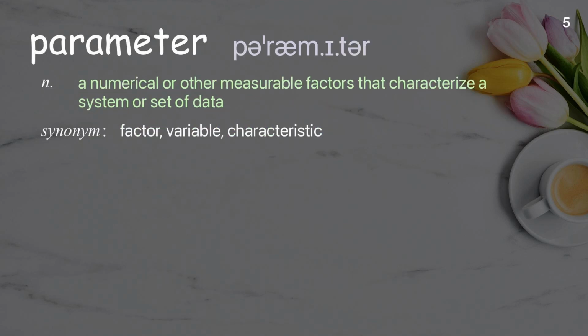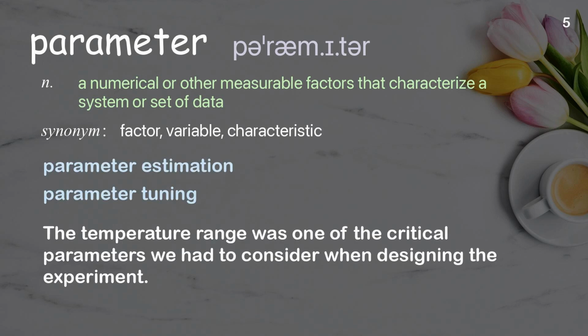Parameter. A numerical or other measurable factor that characterizes a system or set of data. Examples: Parameter estimation. Parameter tuning. The temperature range was one of the critical parameters we had to consider when designing the experiment.